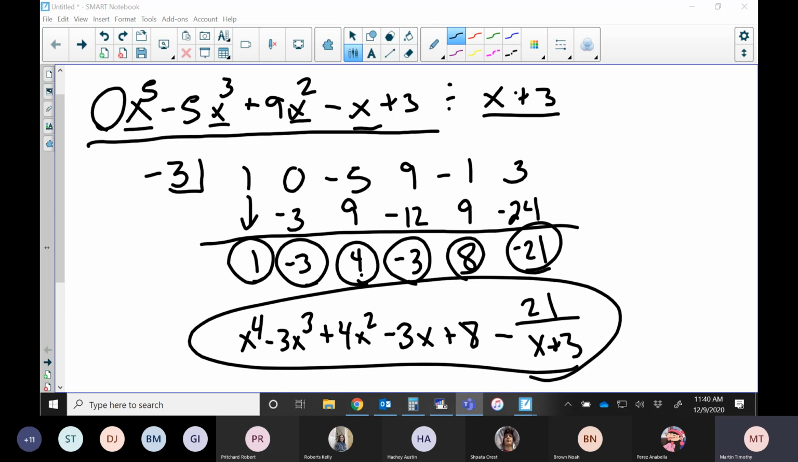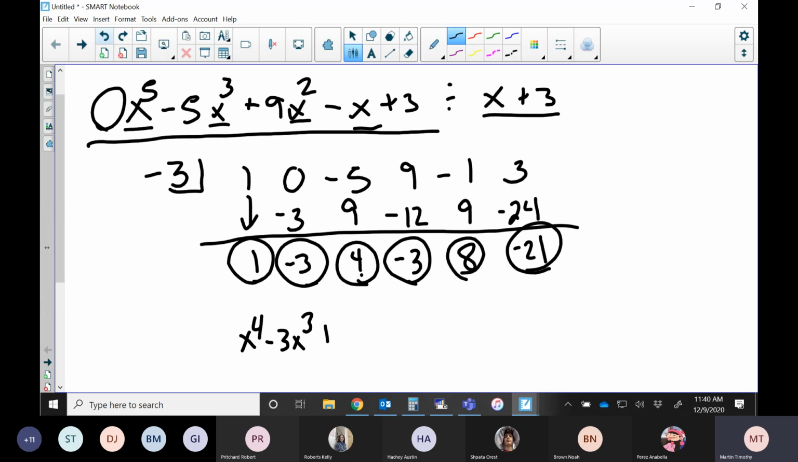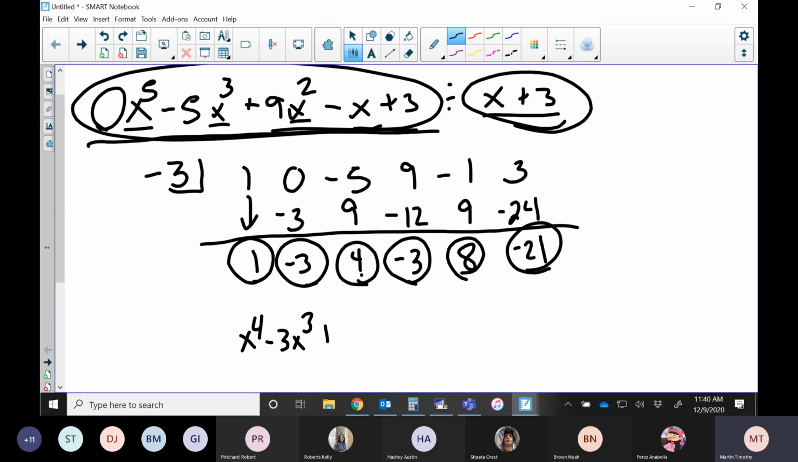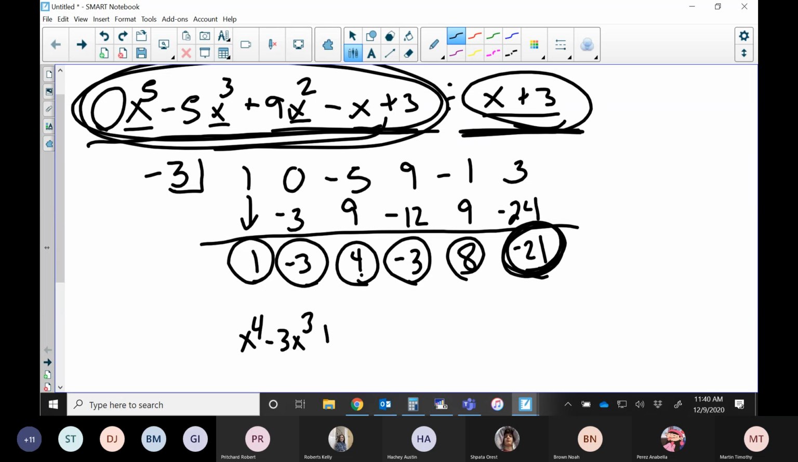Now, what someone might ask me in this original problem is, is this a factor of this? And all you're doing is looking at it, and if this equals a 0, that means that this is a factor. If it is not, then it isn't.